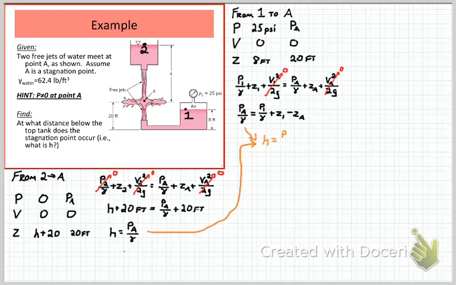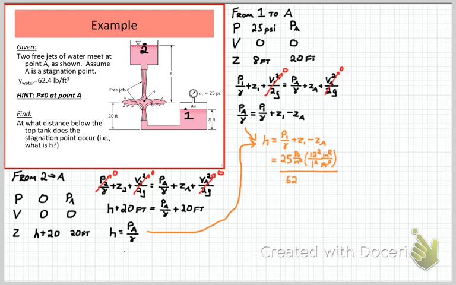And as you may suspect, the reason I've done this is that you can now relate the two Bernoulli equations that we've written, as shown in orange here. The unknown quantity equal to the pressure at 1 over gamma plus and minus the elevations respectively.